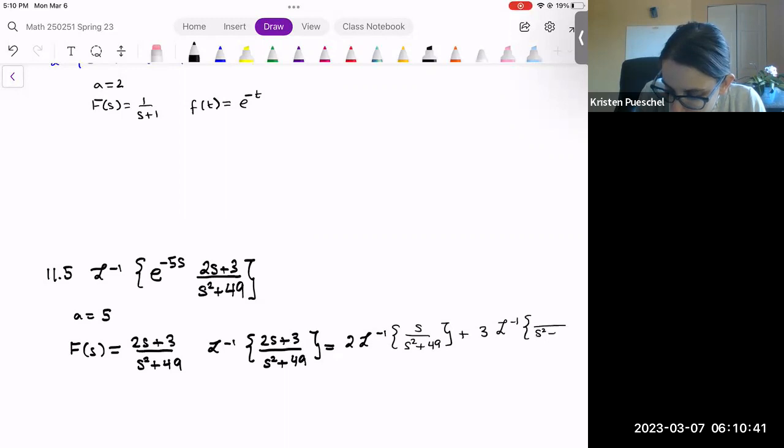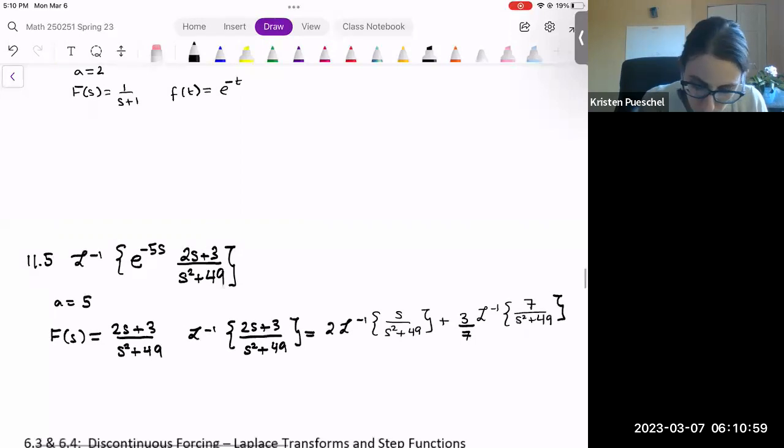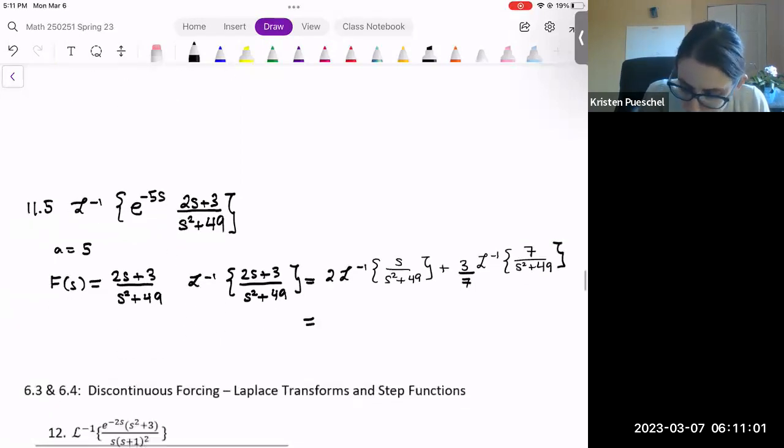Our k squared here is 49. So for the sine term, we needed just a single k up top. So that's going to be 7. We multiplied in by 7. We need to divide by 7 as well to balance it out so that we aren't actually changing the value of our expression. Okay. And so this gives us 2 times cosine of 7t plus 3/7 sine of 7t.